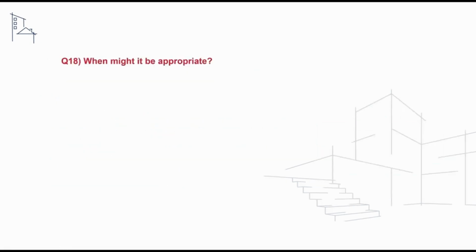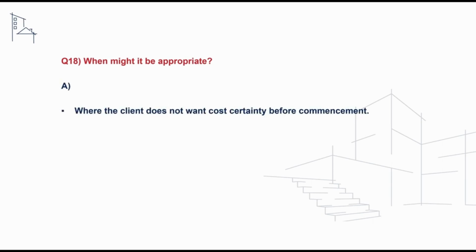The next question we'll take a look at is when may management contracts in procurement be appropriate? And to address this, we can first of all say that where the client does not want cost certainty prior to commencement, as full cost certainty will not be achieved until the last trade package is let. It's also appropriate where an early start on site is a key priority for the client, as there can be good levels of overlap between design and construction phases.